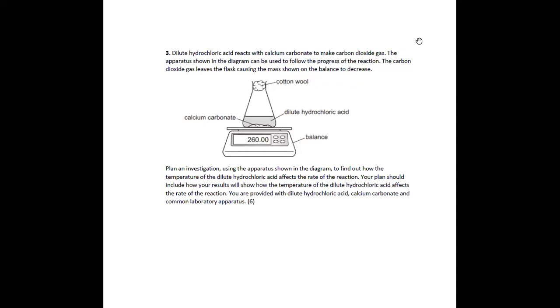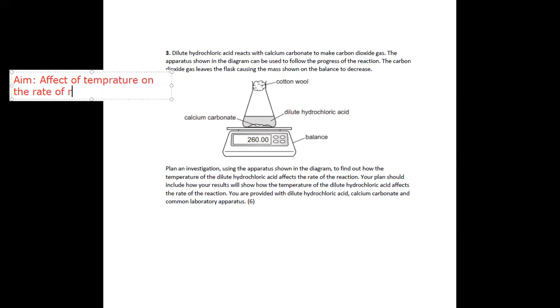So this is the loss of mass technique. I told you guys different techniques we can use to calculate the rate of reaction. This is the loss of mass technique. Plan an investigation using the apparatus shown in the diagram. Find out how the temperature of dilute hydrochloric acid affects the rate of reaction. So what is our objective? What do we have to find out? How the temperature of the dilute hydrochloric acid affects the rate of reaction. That's what we have to find out, right?